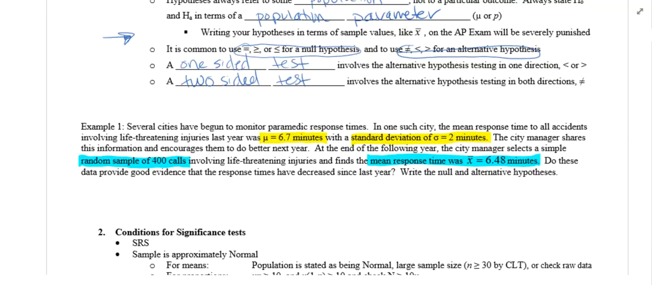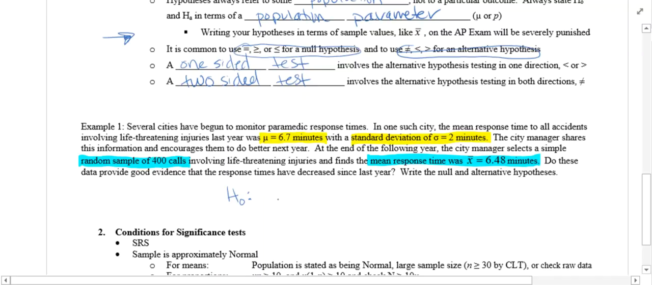Okay, so now we want to write the null and alternative hypotheses. So the null we write H sub 0. This is going to be a mean problem, so we know we're talking about mu. The null hypothesis is nothing has changed, so the initial mean is still the same. So in this case, we would say that the mean, mu, is still equal to 6.7 minutes. Again, the null is that nothing has changed.